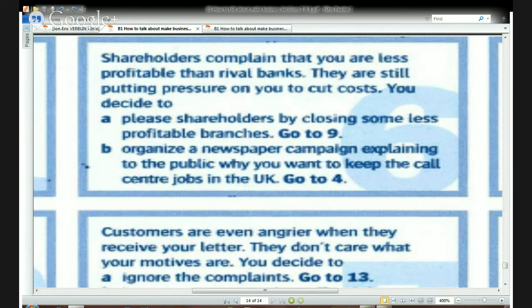Lots of people could lose their jobs. So we have another choice. We could organize a newspaper campaign, a marketing campaign, explaining to the public why we have to keep the call center jobs in the UK. In other words, why we have to spend more money. What do you think would be the result of having a marketing campaign, Anton? Maybe shareholders would complain even more because this will make our costs even higher. Well, it's true. It would increase our costs.